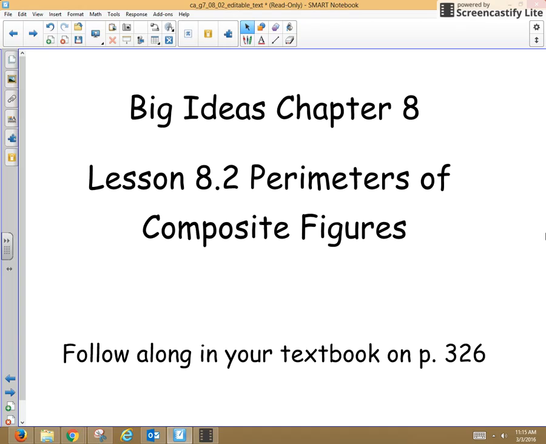Hello, students. Today we are covering lesson 8.2 on perimeters of composite figures. So follow along in your textbook beginning on page 326.